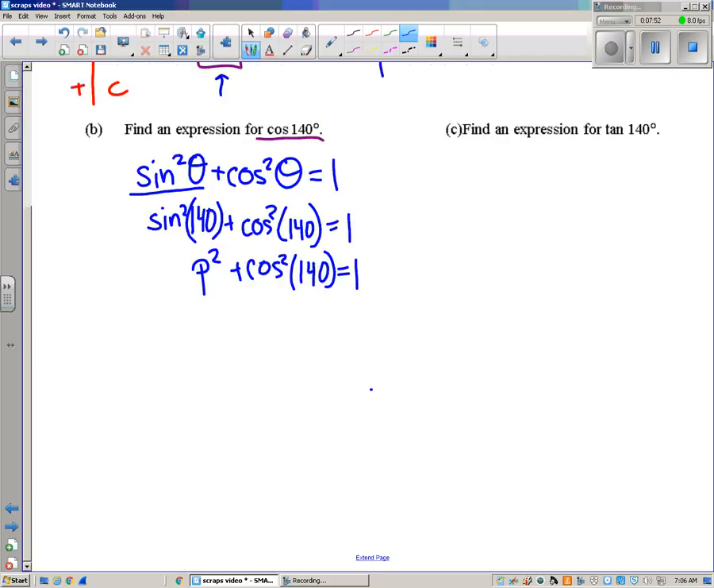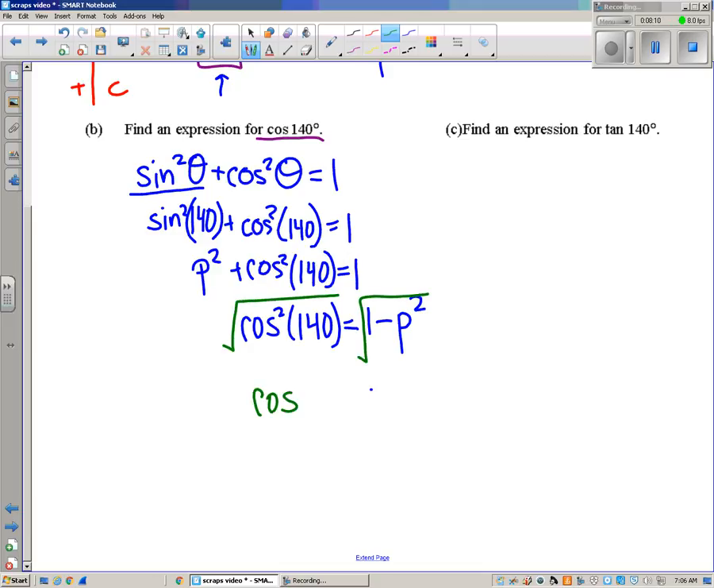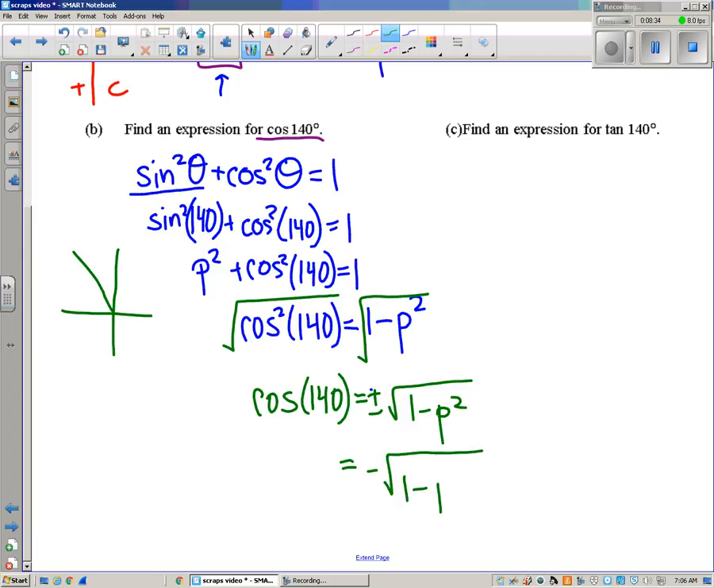Now you just want to algebraically manipulate this until we get just cosine of 140 alone by itself. So this looks a little like this. Subtract P squared to the other side, and you would have to square root both sides. So we get cosine of 140 will equal plus or minus root 1 minus P squared. However, you do want to be aware of what quadrant we're in. When we have 140 degrees, we're in quadrant 2, and only sine should be positive here. So our final answer for the expression of cosine of 140 is negative root 1 minus P squared.